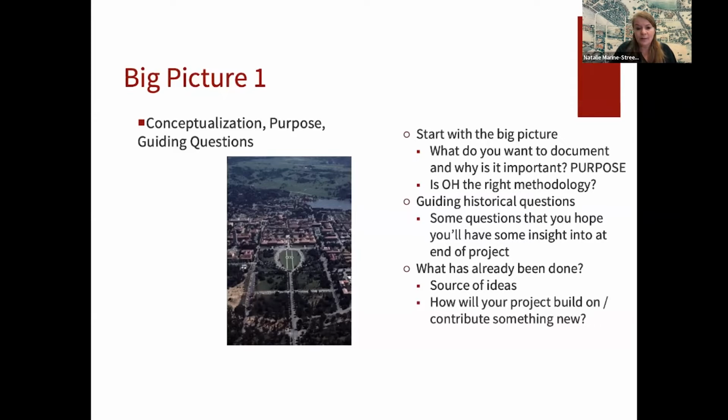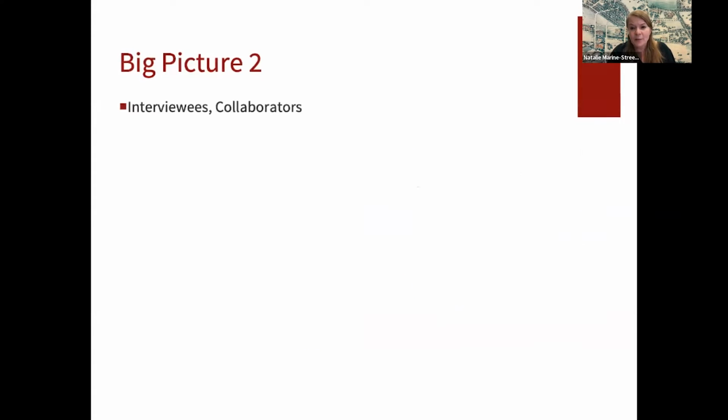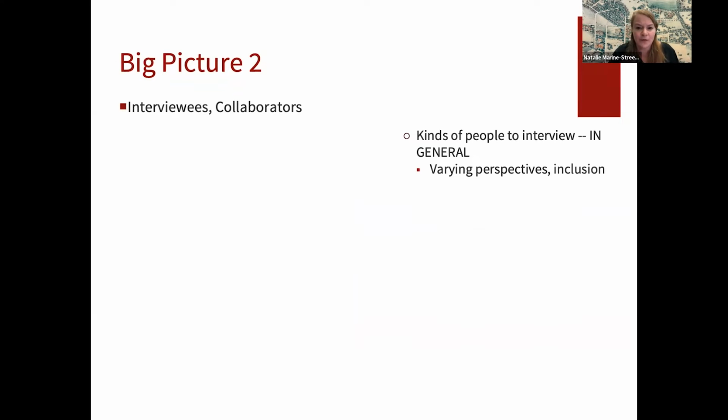So you're starting with that big picture. Another part of the big picture is thinking about your interviewees. So not the specific names maybe at this point, but just the kinds of people in general that you want to interview. What varying perspectives do you need to have in order for this to be a good interview project?